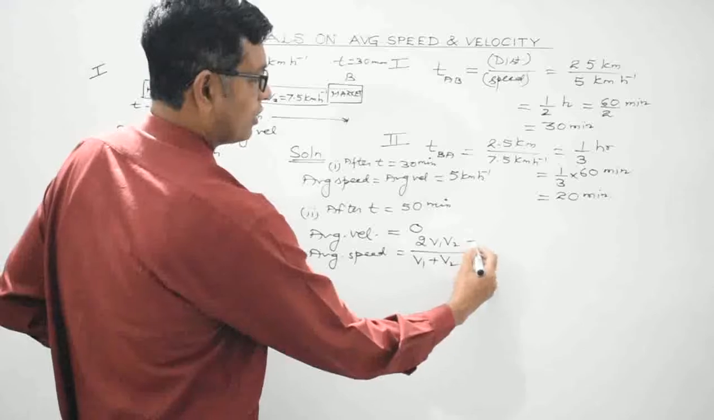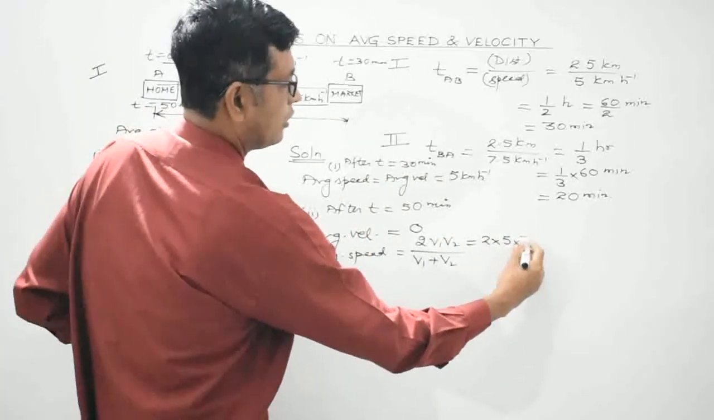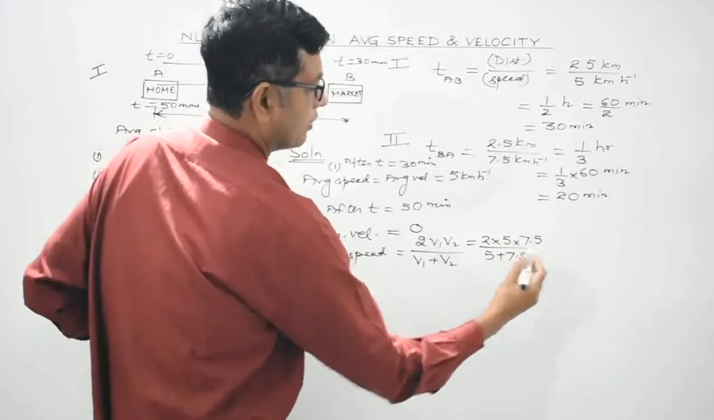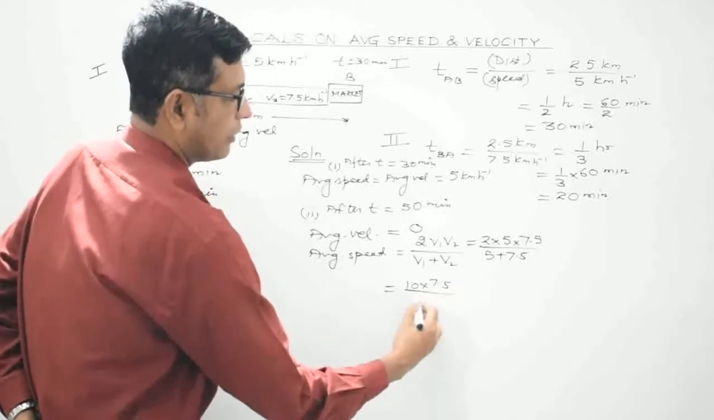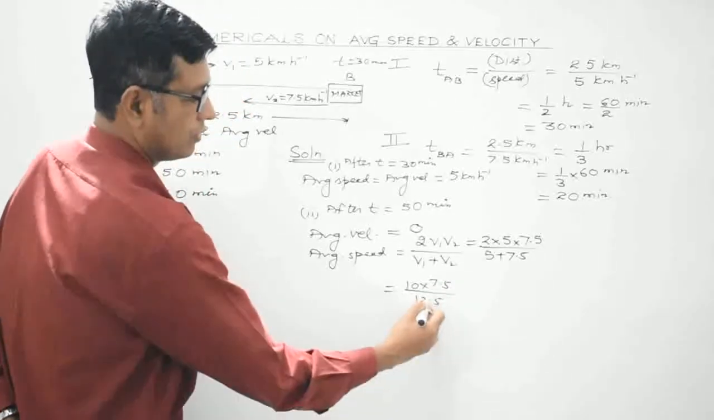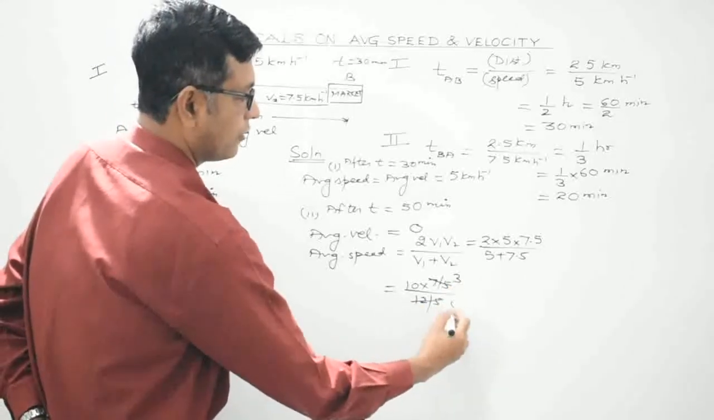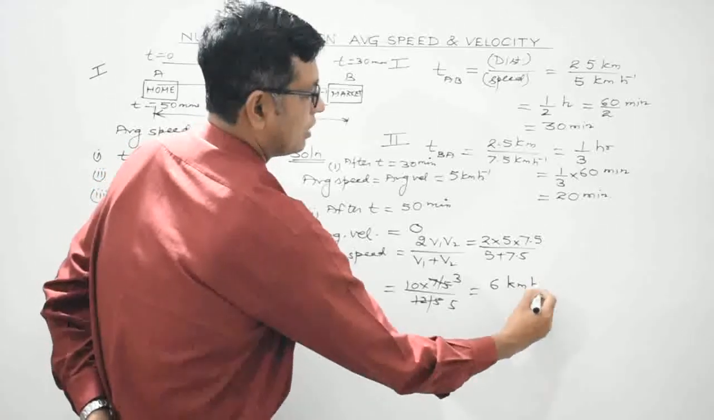So we can easily solve it. So let's substitute the value. Twice V1 is 5, V2 is 7.5, and this is 5 plus 7.5. So what you get is 10 into 7.5 divided by 12.5. This gets cancelled. So 25, 375, 25, 5. So it is 6 km per hour.